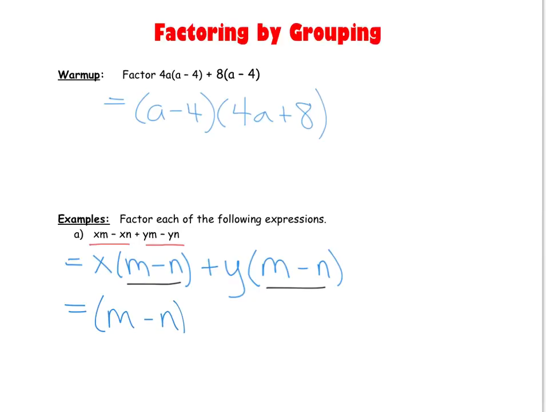Then you ask yourself, what are you left with? You're left with x plus y when I common that out, and that is actually your other binomial. So that is called factor by grouping.